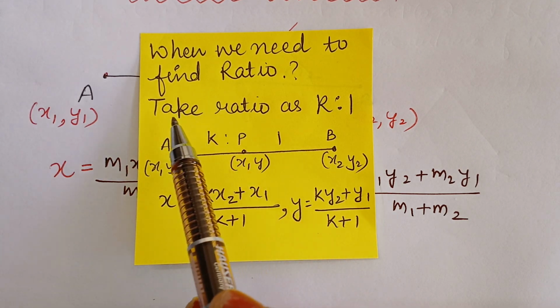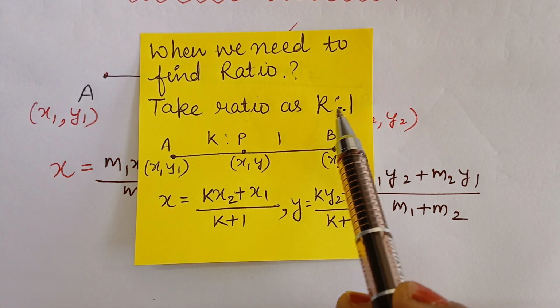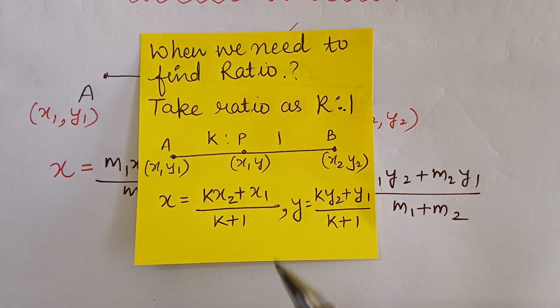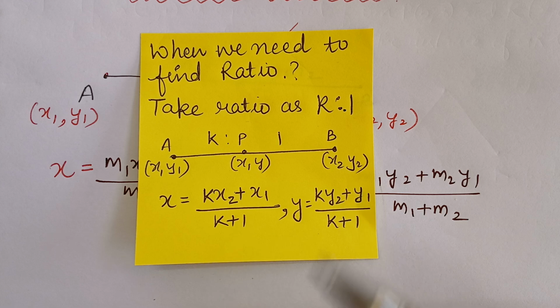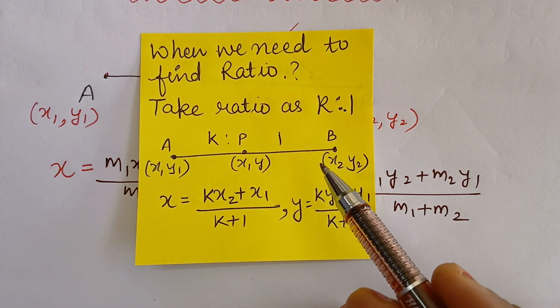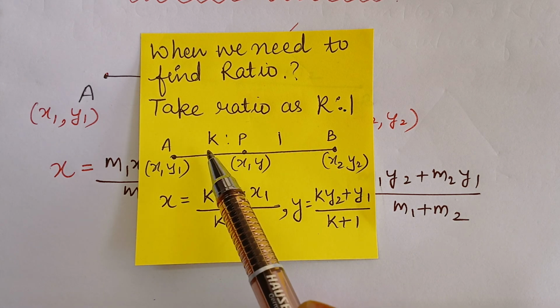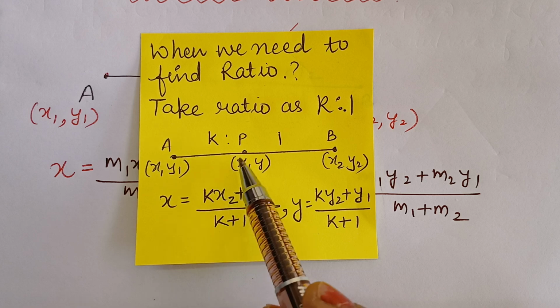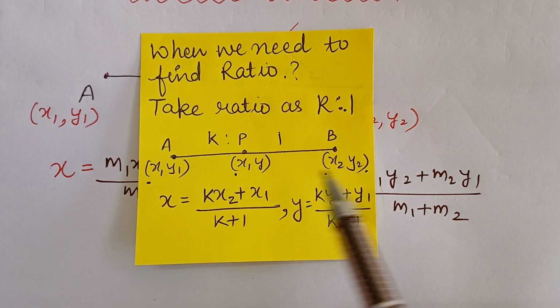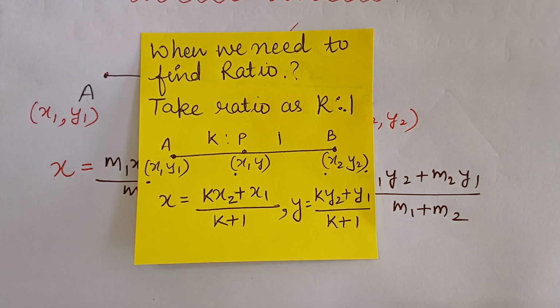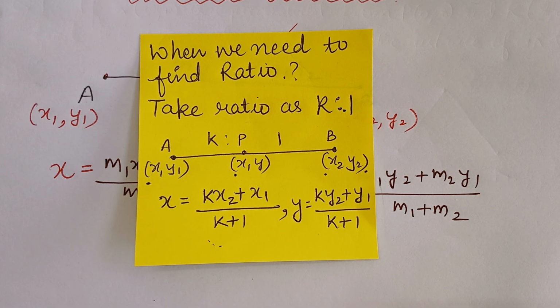Then in this case we need to take the ratio as k is to 1. Suppose k is coming as 4 by 5, then the ratio will be 4 is to 5. If k is coming as 2 by 3, then the ratio will be 2 is to 3. But in the beginning we need to take the ratio as k is to 1. So if x, y, x1, y1, x2, y2 are given to us, we can find the ratio again using the section formula. Because everything is given, only k will be missing. So using these we can find the value of k.